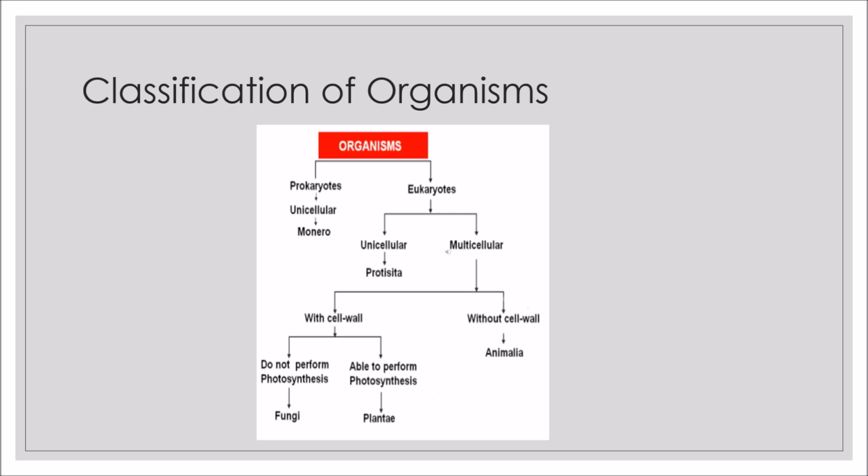And on this side, you see, without cell wall. As I already told you, if any cell is without cell wall, it is called an animal cell. And all the animals are placed under the animalia. So this is one classification. This classification is based on the five kingdom classification.